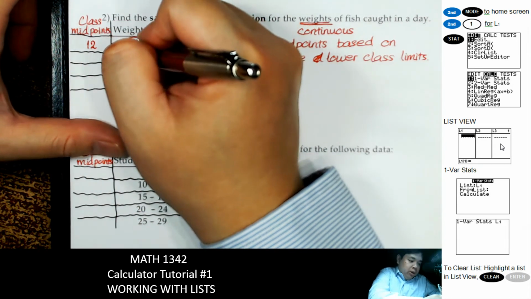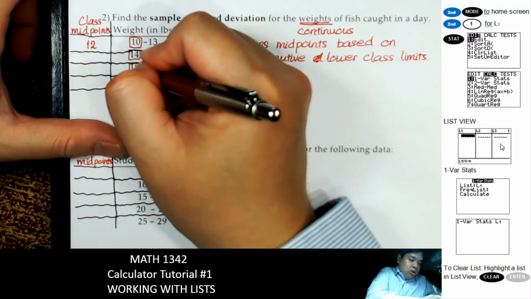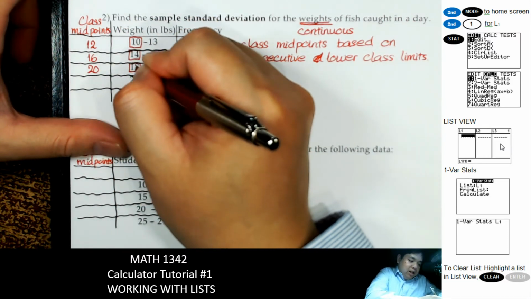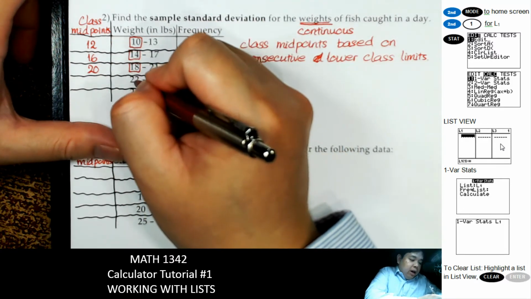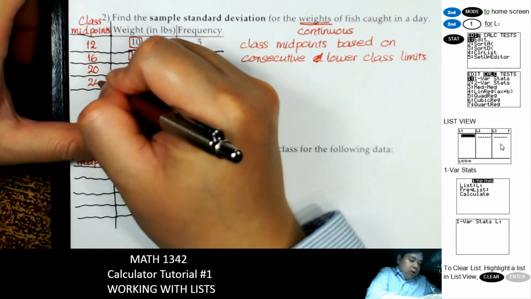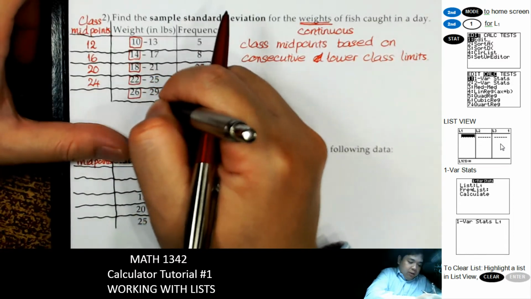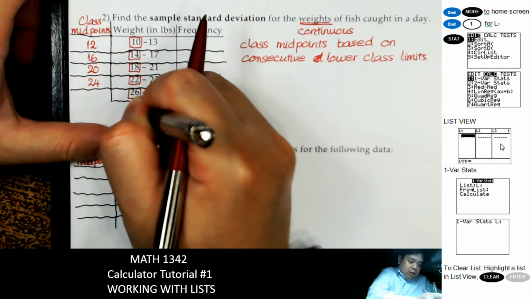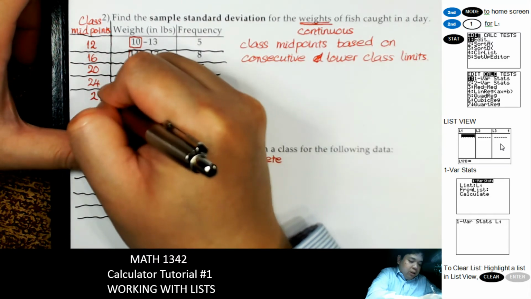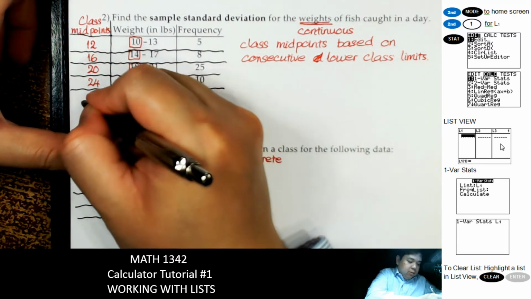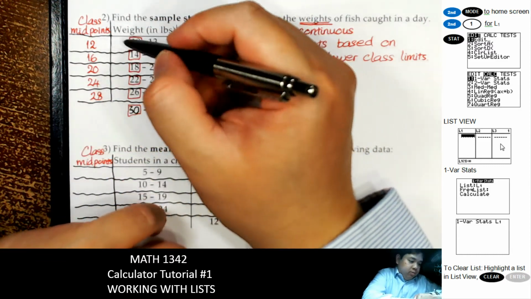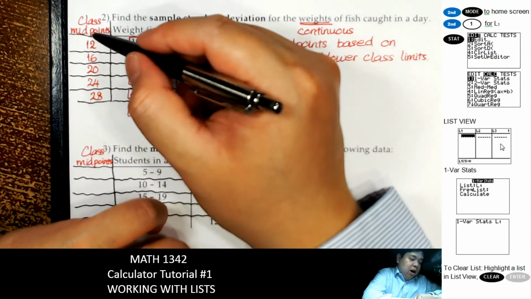So pretty much the average of the lower class limits, 14 and 18, that gives us 16. 18 and 22 is 40 divided by 2, that's 20. 22 and 26 gives 24, and then for the next one we have 30 onward, so 26 and 30 gives 28. So use consecutive lower class limits to find the class midpoint. So 10 to 14 is 12, and then so on.